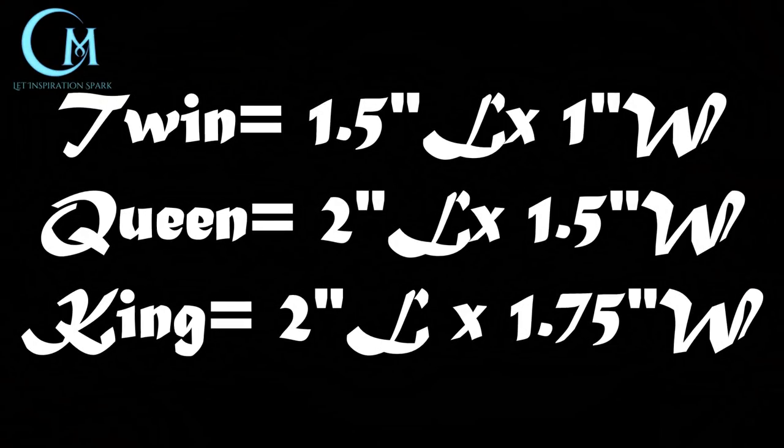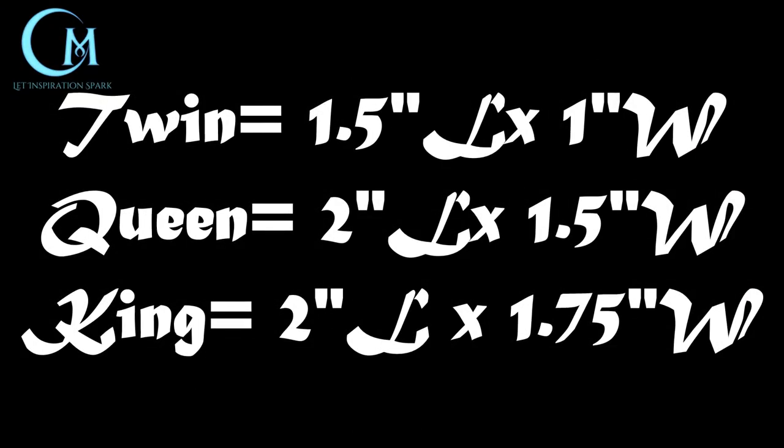When it comes to bed sizes, these are the measurements I used, which is why it's also important to keep in mind the measurements I gave you for when you go to print out the quilts. For a twin bed, you want it to be 1.5 inches long by 1 inch wide. A queen is going to be 2 inches long by 1.5 inches wide. And a king bed should measure 2 inches long by 1¾ inches wide.